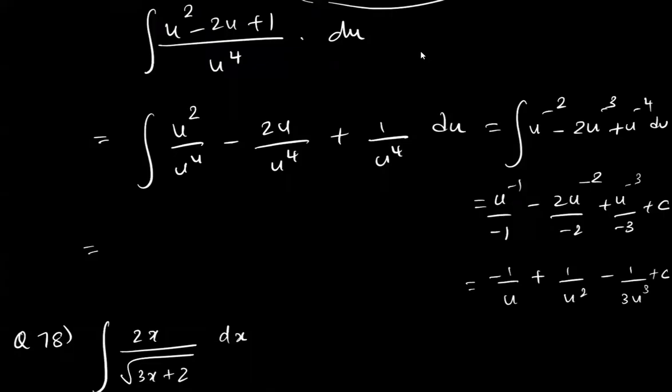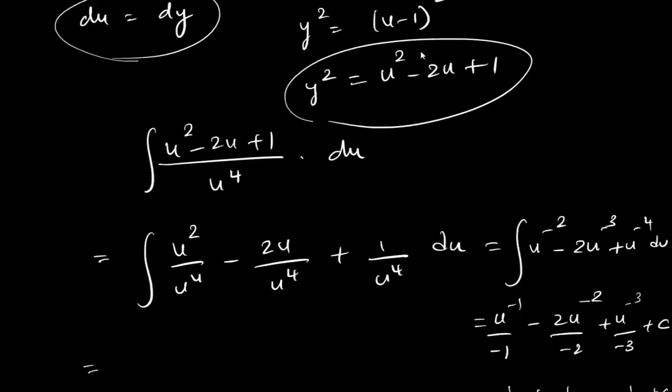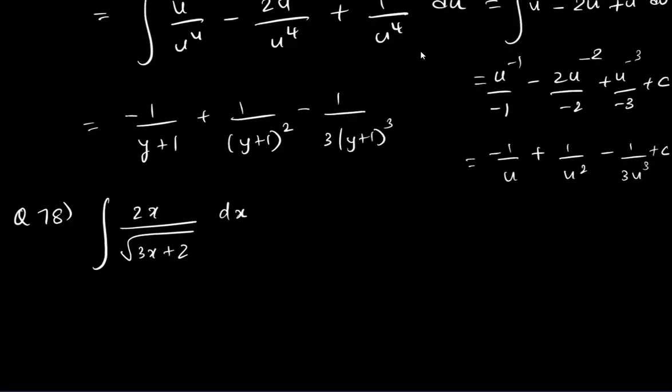And then I substitute back. What is my u? My u is y plus 1. So when I rewrite it, I will have negative 1 over y plus 1 plus 1 over y plus 1 squared minus 1 over 3 times y plus 1 cubed plus c is my final answer.